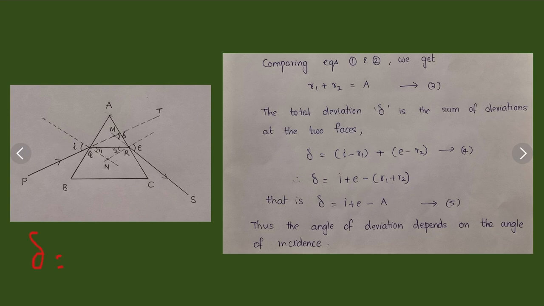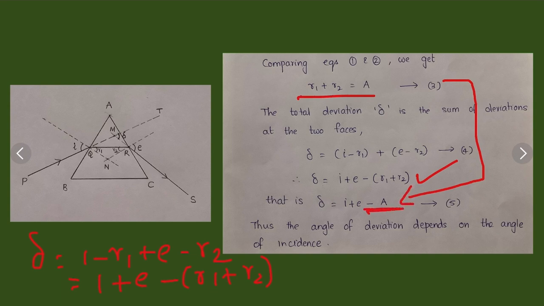Delta is equal to I minus R1 plus E minus R2, that is I plus E minus, within bracket, R1 plus R2. So that is what we have written here. But from here R1 plus R2 is equal to A. So you can substitute A in place of R1 plus R2. If you substitute A, you will get delta is equal to I plus E minus A. Let it be equation number 5.